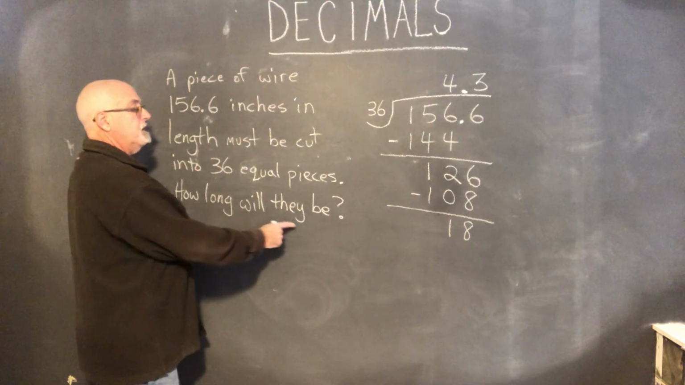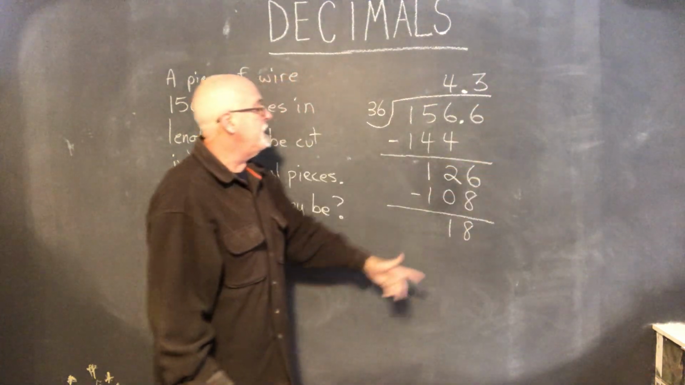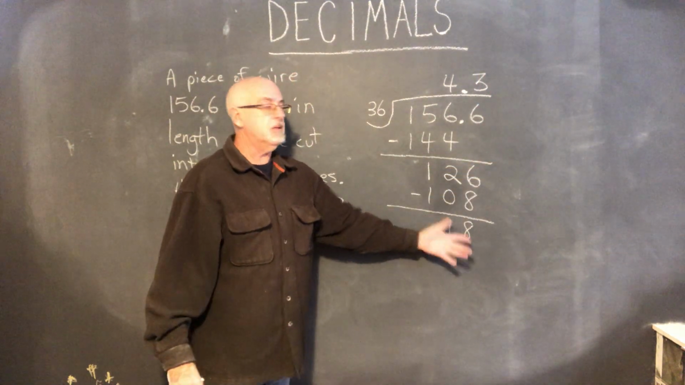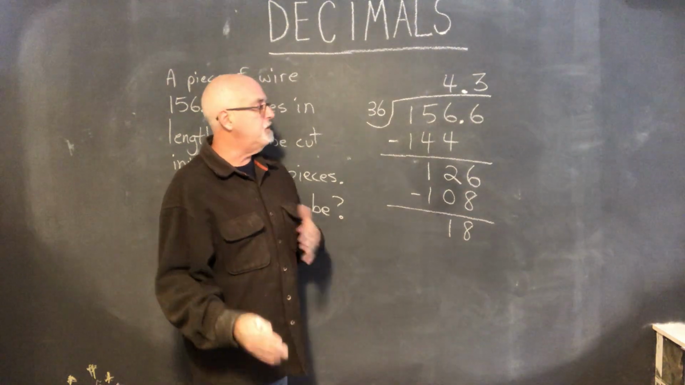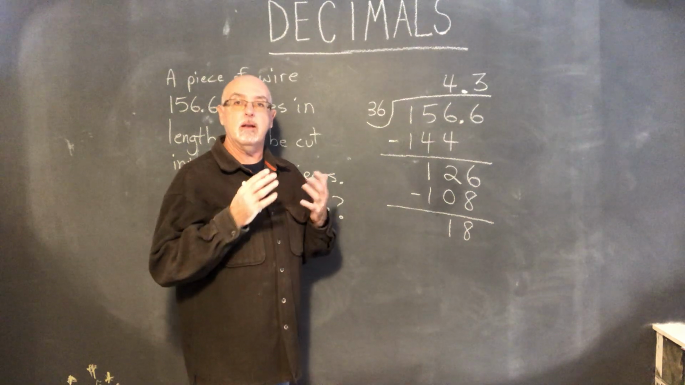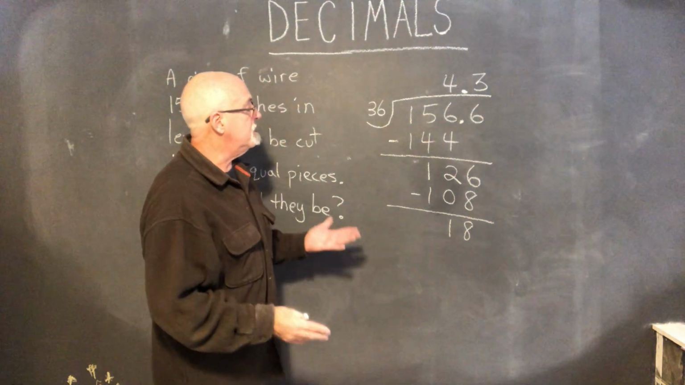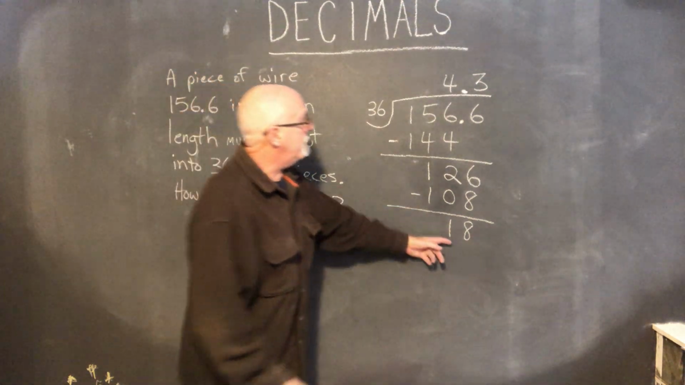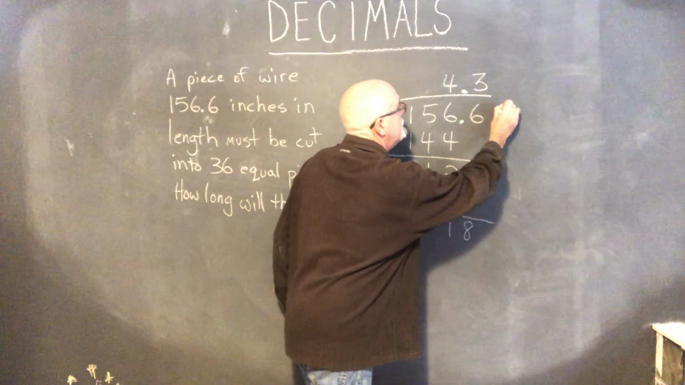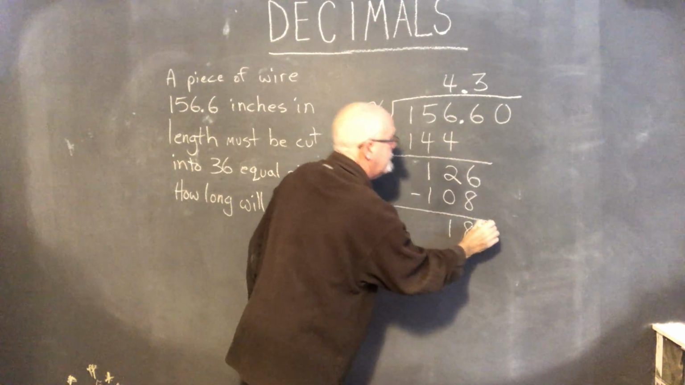Should I keep going? Yes. How long will they be? Well, 4.3 inches in length is my answer so far, but since I didn't get a 0 here, it's not exactly 4.3, and I want to see what's going to happen in terms of rounding. Can I give an answer that's perfectly accurate, or do I have to round? Depends on the situation. So I need to put a 0 here. I'm going to make this line longer, and I'm going to carry that 0 down, and now I have 180.